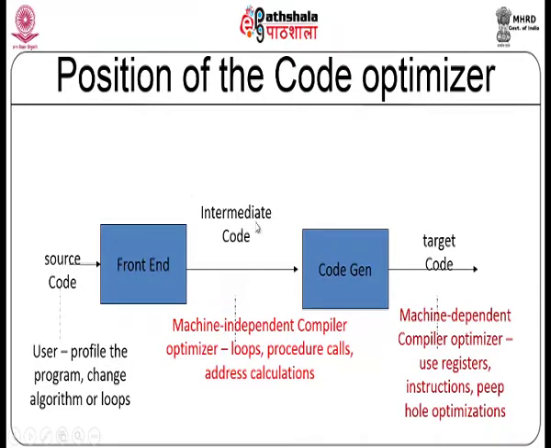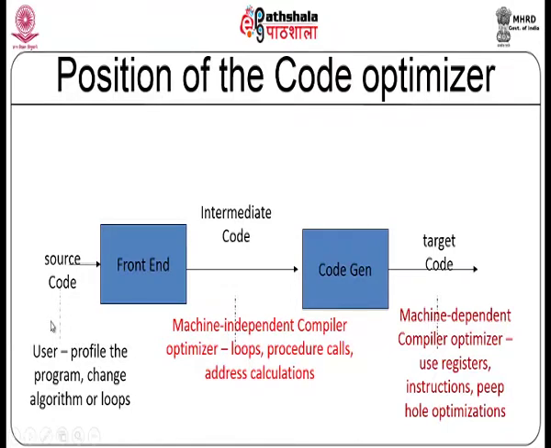So this is the position of the code optimizer. I have a front end, I have a code gen algorithm here, and this is where my intermediate code is. I can apply optimization in one of the 3 positions, either here or here or here. When I do it here, it is at the user level. The user could change the flow of the program, change the algorithm to reduce the complexity, adopt a different loop strategy, or change the if else if to a switch, whatever it is. So it is completely dependent upon the user. That is one area of optimization.